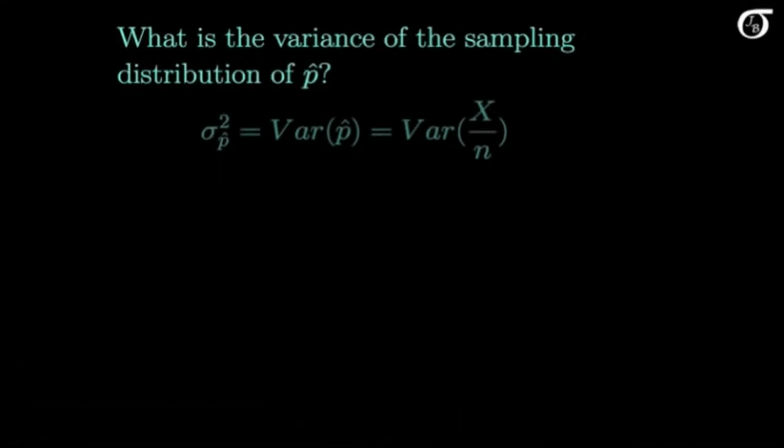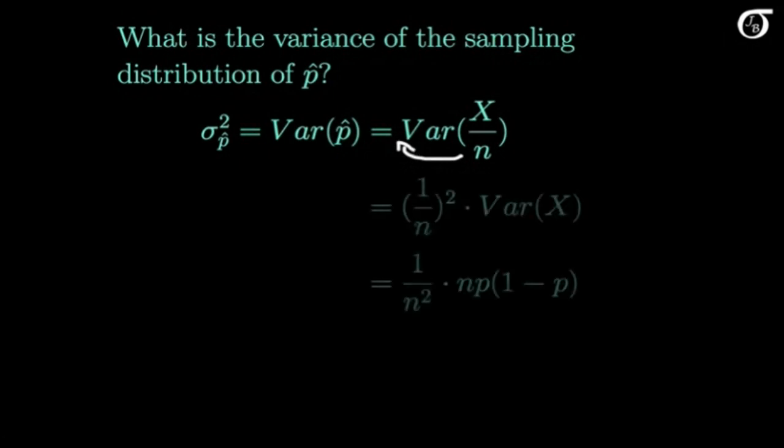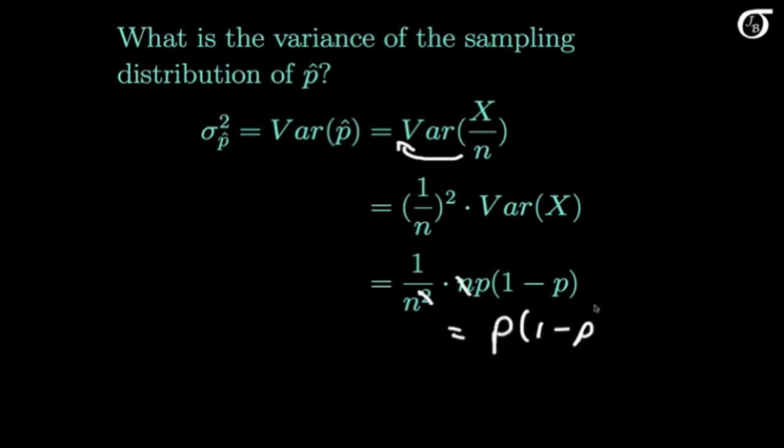What is the variance of the sampling distribution of p hat? The variance of p hat is equal to the variance of x over n. Recall that when we multiply a random variable by a constant, the variance gets multiplied by the square of that constant. So we can take 1 over n out front, but we need to square it. We end up with this. And we know the variance of x is n times p times 1 minus p. So the variance of p hat is equal to p times 1 minus p over n.